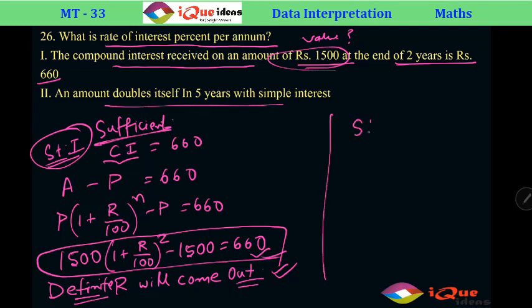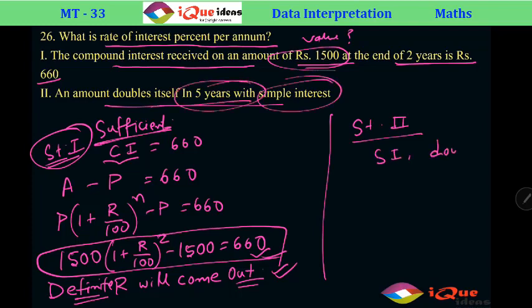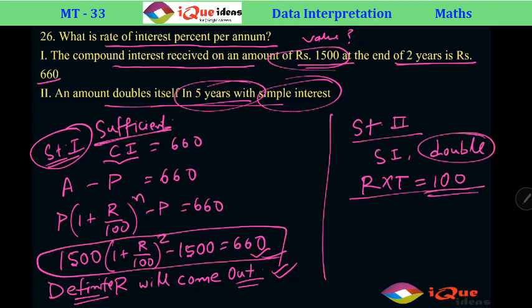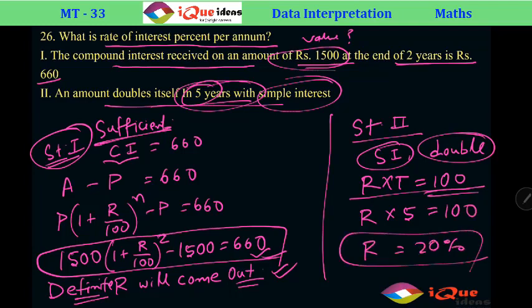Statement 2 says an amount doubles itself in 5 years with simple interest. Right, so simple interest, double situation, we already have a simple formula, that is R into T is equal to 100. Go back to the theory videos of simple interest, you can see it there. R into T is 100 for double, for simple interest. Here time is given as 5 years, so R into 5 is 100. That means very clearly R is equal to 20%. So this also gives a unique answer. So first statement alone is sufficient. Second statement alone is also sufficient, right?